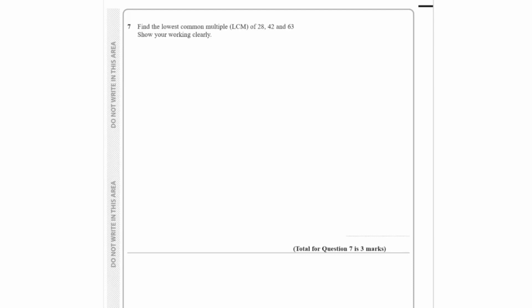Find the lowest common multiple of 28, 42, and 63. Show your working clearly. Okay, when dealing with LCM, first we make a prime factor tree.